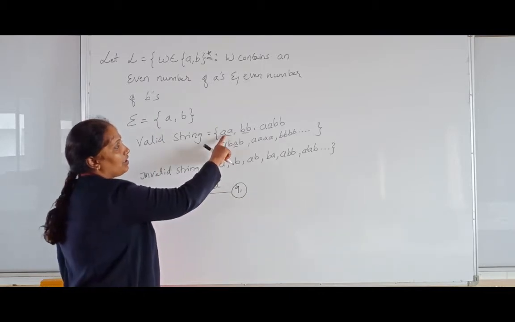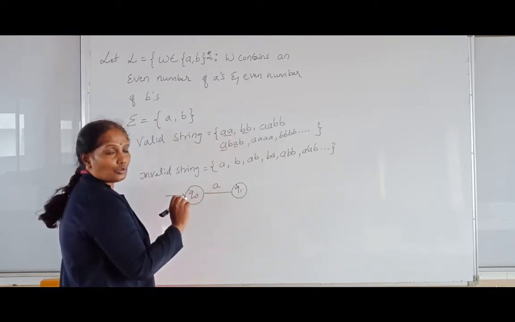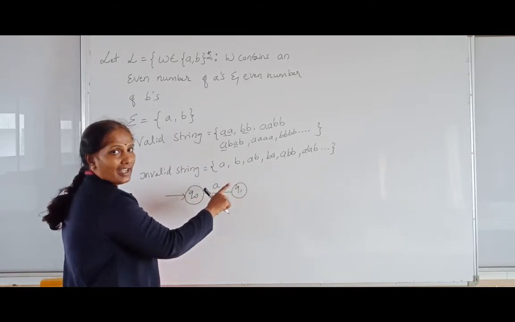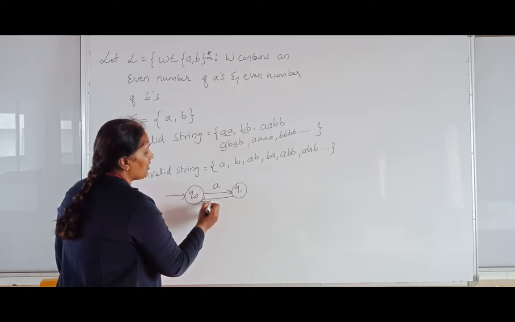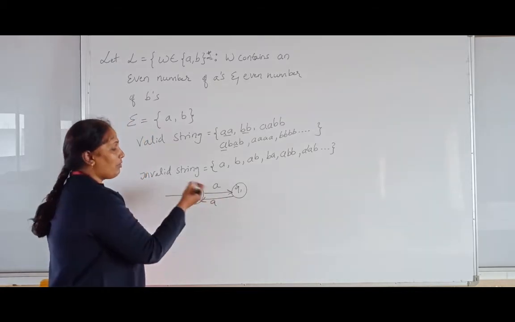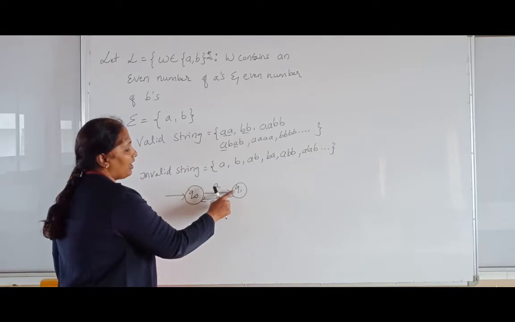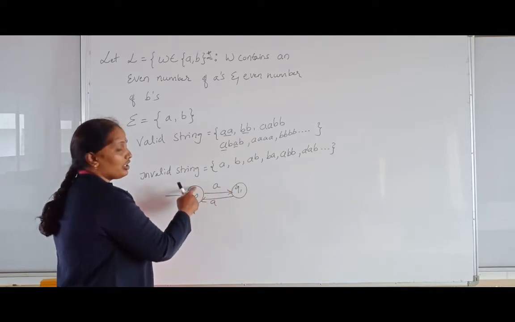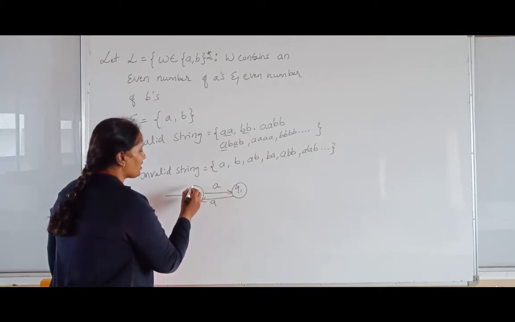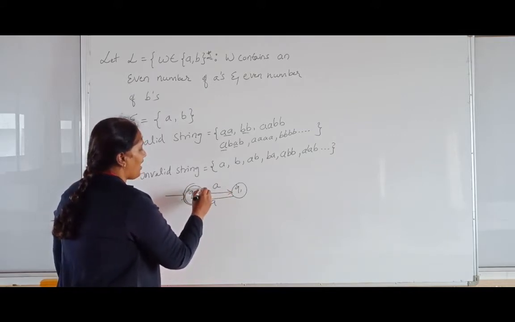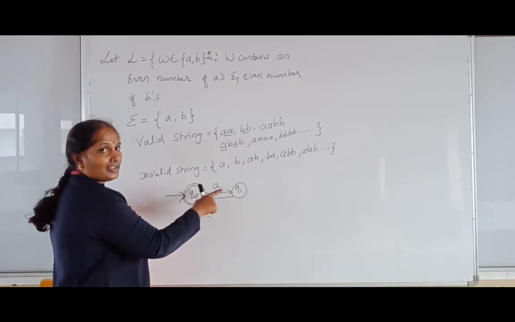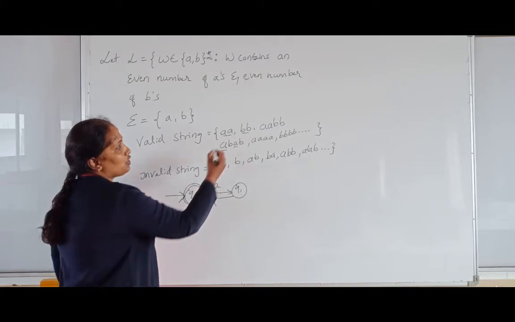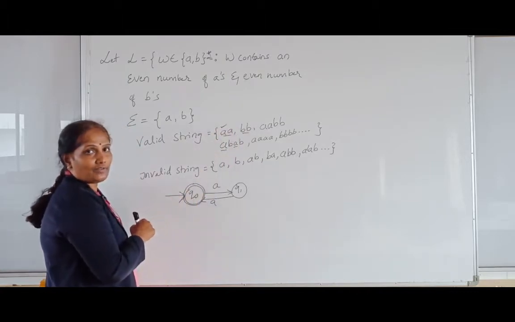See, it should accept what? AA. So one A, it should not accept. So I can't make the Q1 state a final state here. Next, I will show the A transition of Q1 back to Q0. See, 1A, 2A. So if I make the Q0 state a final state, it starts accepting what? Even numbers of A's. So I will make this a final state. When I make this Q0 a final state, it starts accepting even numbers of A's. So the first string gets accepted by the DFSM.